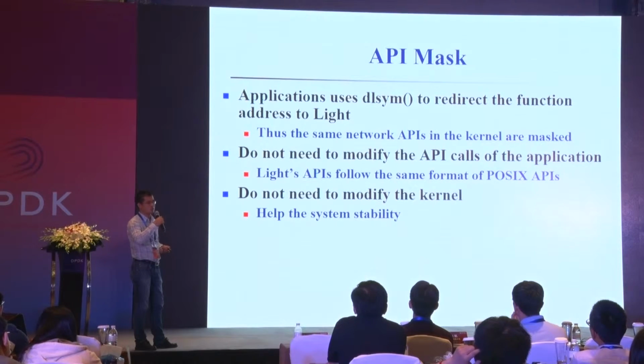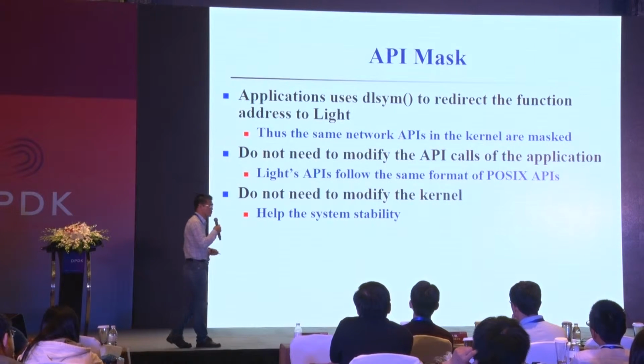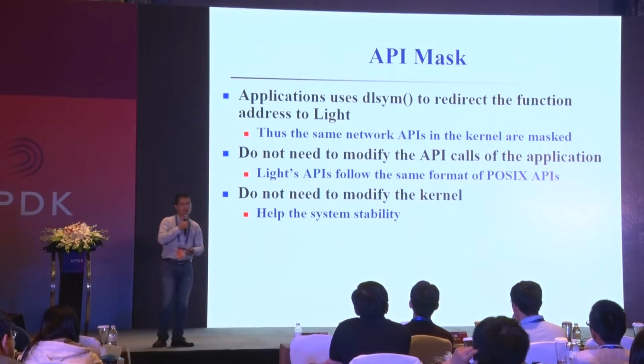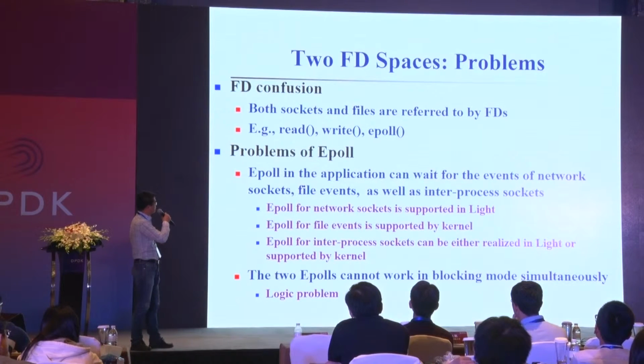So through the redirection of the function address, we will be able to provide the API of the application using Light. In this way, you don't have to modify the names of the APIs. You don't have to modify the operating system's kernel either.